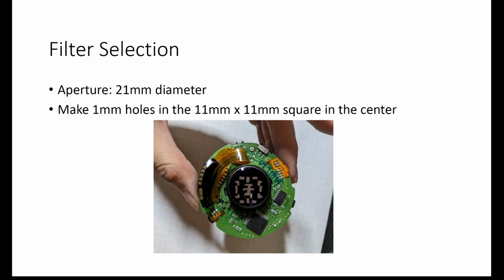Levin et al. conducted a random search over a 13 by 13 square millimeter grid with 1 millimeter holes, and found this pattern with a high KL divergence. And this is also what I implemented for my own coded aperture. The lens in my hand has a diameter of 21 millimeters, but I only used the center 11 by 11 square millimeter for the pattern, because we want to avoid radial distortion in the peripheral regions as much as possible.